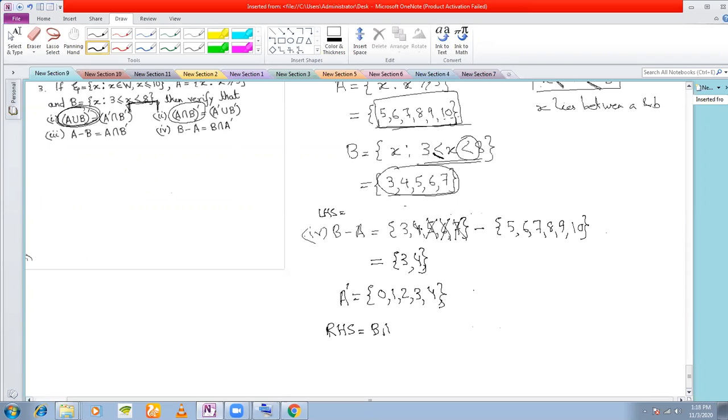B intersection A complement. And the set B here is 3, 4, 5, 6, 7. Intersection 0, 1, 2, 3, and 4. What are the elements that are common to these two? You see that 3 is common, 4 is common. Any other? 5, 6, 7. Nothing is common. You're only getting 3 and 4. So what do you see? B minus A is 3, 4, and B intersection A complement is also 3, 4.